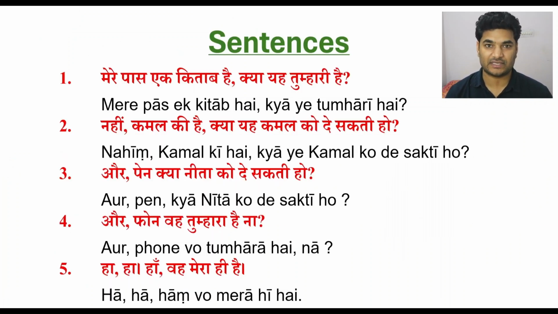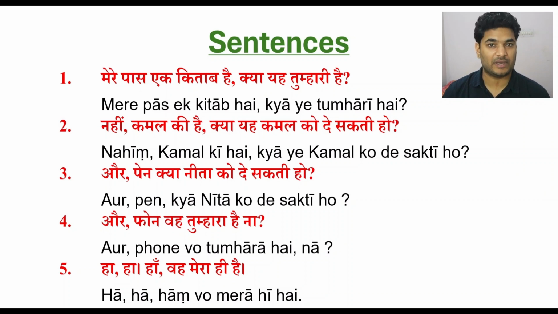These are the 5 sentences. Let's read them together. I will read. Try to repeat after me. मेरे पास एक किताब है. क्या ये तुम्हारी है? A question. मेरे पास एक किताब है. क्या ये तुम्हारी है? नहीं, कमल की है. नहीं, कमल की है. क्या ये कमल को दे सकती हो?